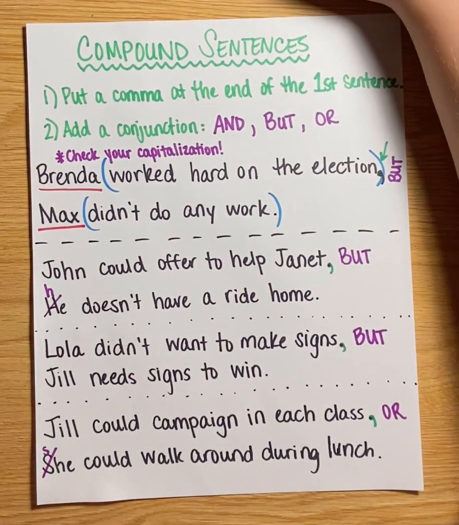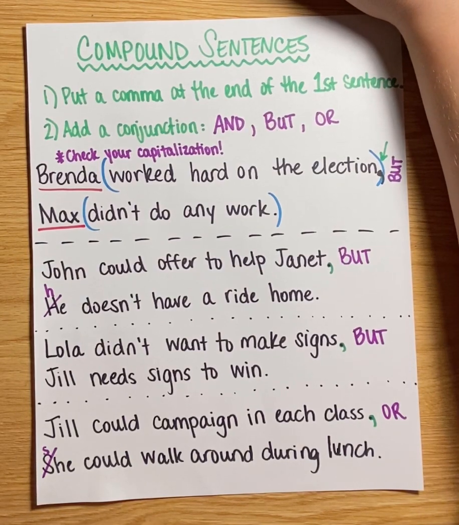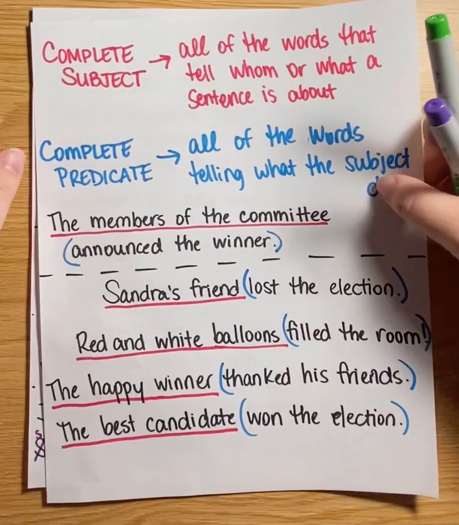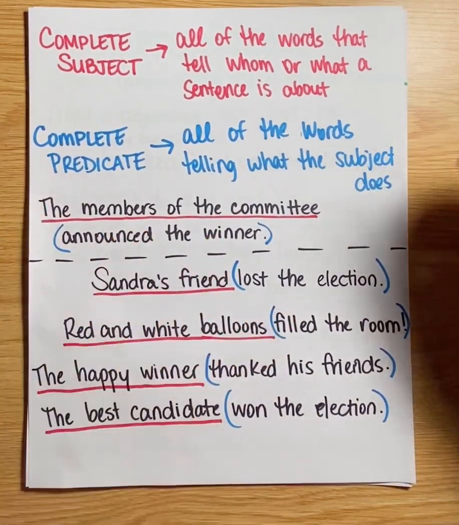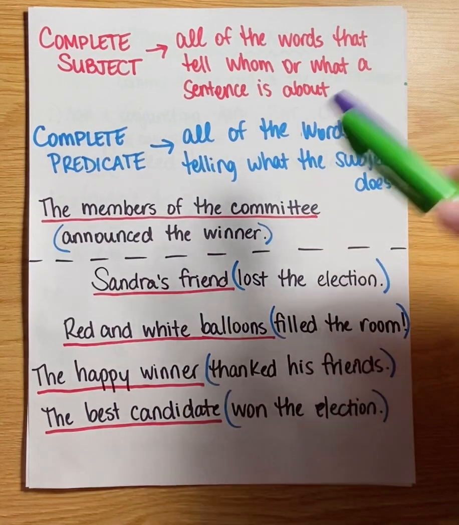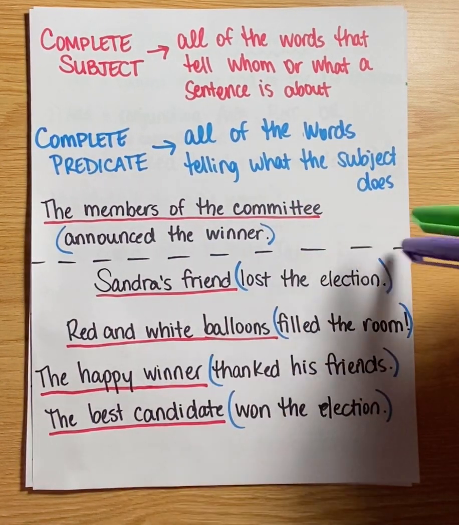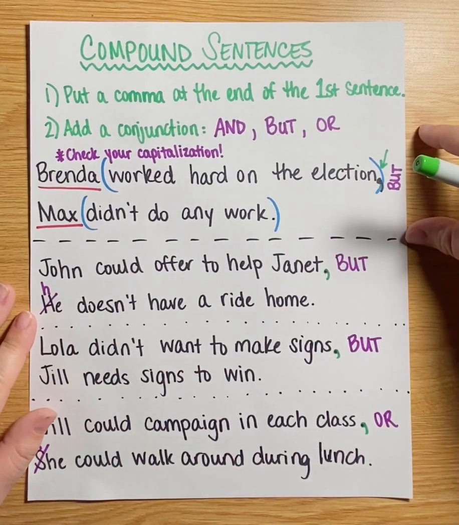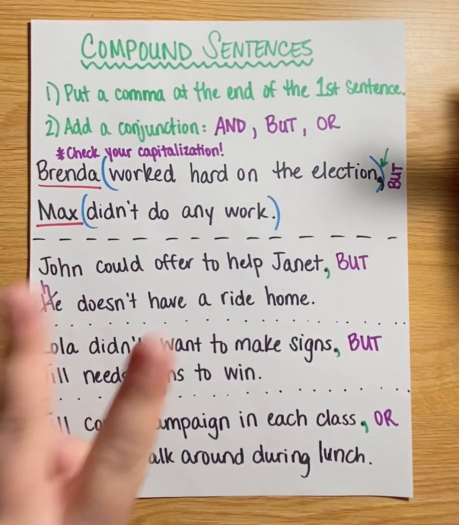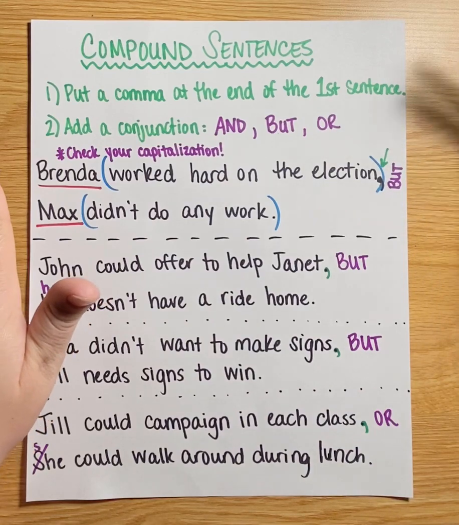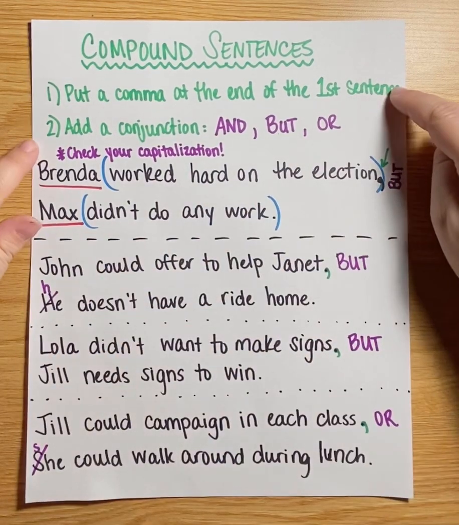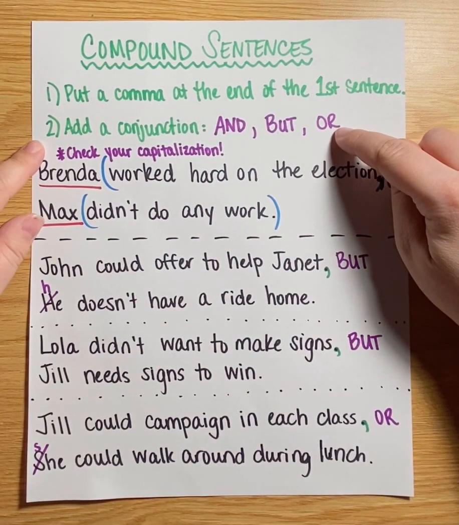Okay? So on today's assignment, you have 2 steps. First, on your first assignment, you're going to be focusing on your complete subjects and complete predicates. So you'll have 5 sentences, and you will type your complete subject in the first box and the complete predicate in the second box. Then on slide number 7, you're going to be talking about compound sentences. So you're going to see 2 simple sentences on the left, and then on the right side, you're going to put those together to make a compound sentence by adding your comma, adding your conjunction, and don't forget to check that capitalization, okay?